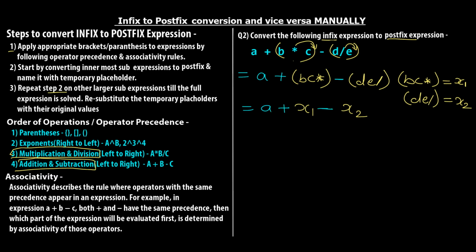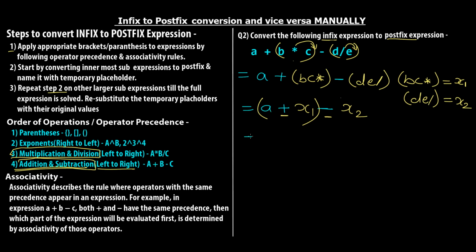So repeat step 2 for other larger sub expressions till the full expression is solved, and then resubstitute the temporary placeholders. So now if you see, we have plus operator and minus operator. Both of them have same precedence, addition and subtraction, but when they have same precedence, we go from left to right. So A plus x1 will be resolved first. So we can add brackets over here. So let's resolve A plus x1, and let's convert this infix expression to postfix expression.